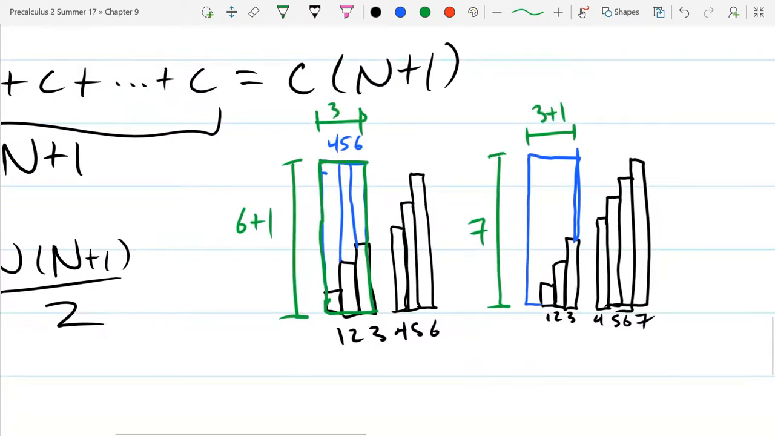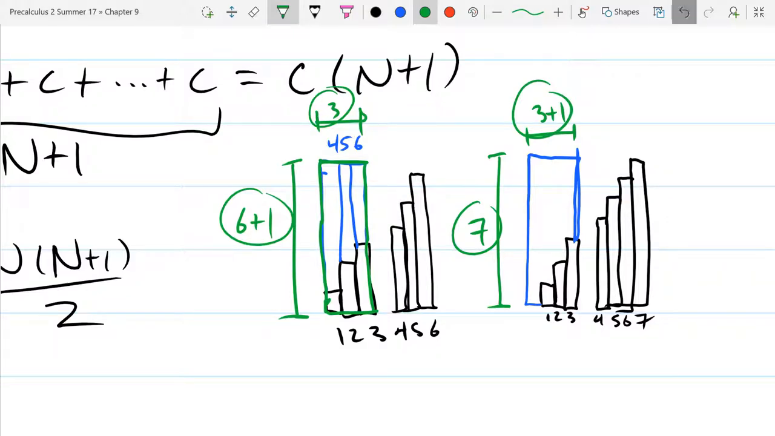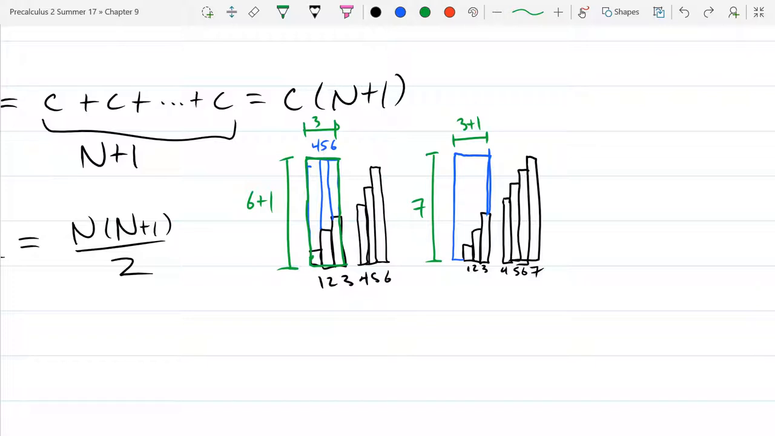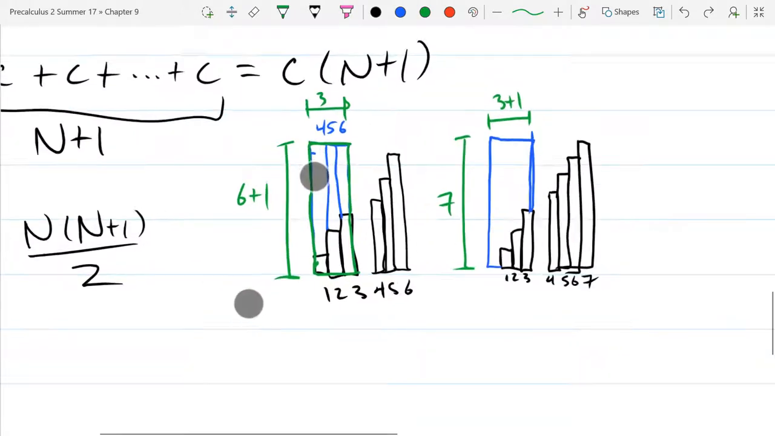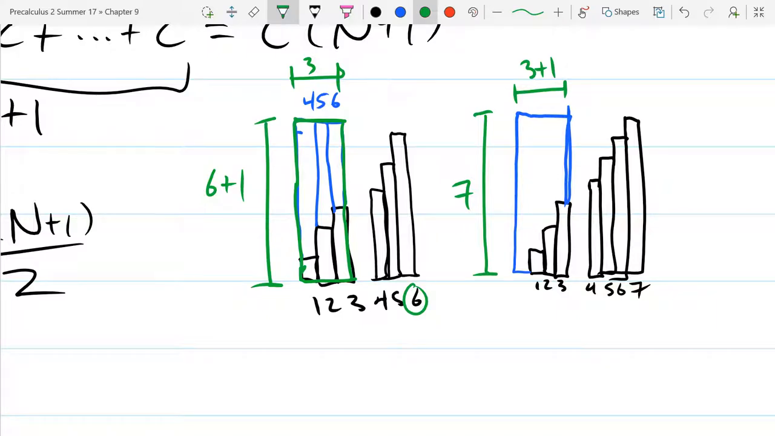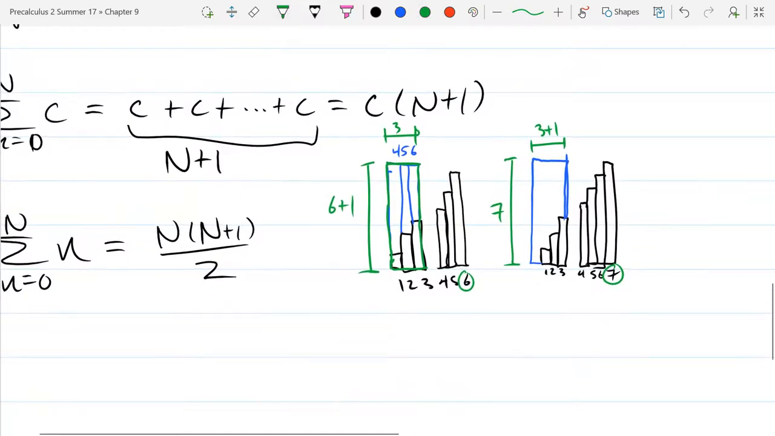And it turns out either way, you get the same value. So if you think about the 6 plus 1 and 3 versus the 7 and 3 plus 1, you're basically averaging together n and n plus 1. Or think about it, whatever number is even, either n or n plus 1, you're cutting that one in half. And that's exactly what we did here. So here 6 is even, so what we're going to do is have a width 3 and a height 6 plus 1. Here 7 is odd, so we can't cut it in half. So we have a height 7 and a width of half, or, well, not quite half, but 3 plus 1, half plus 1. All right, so there's our formula.